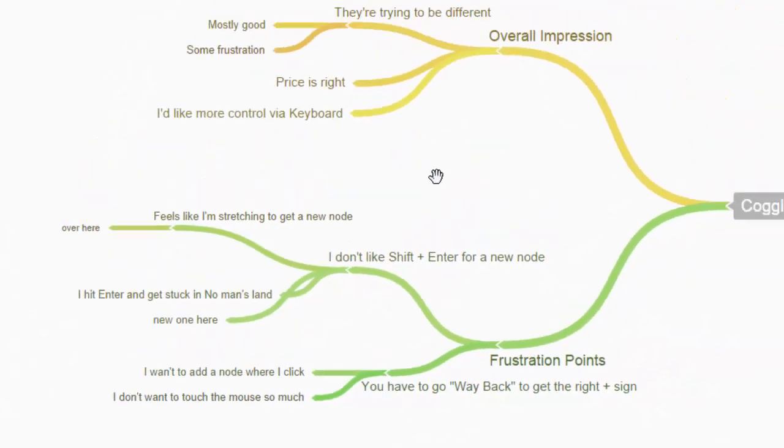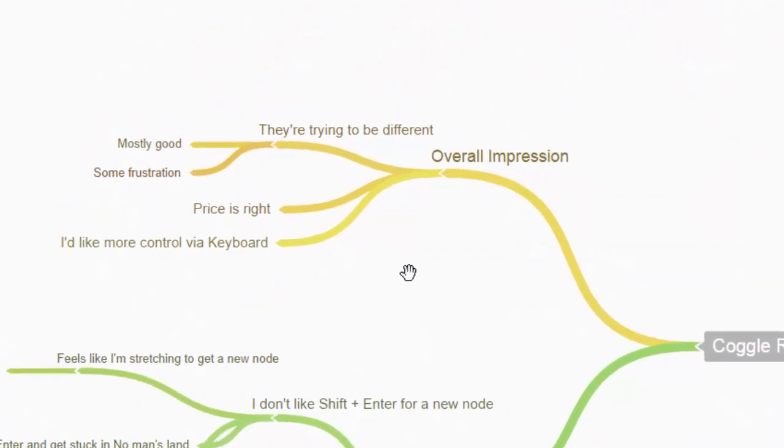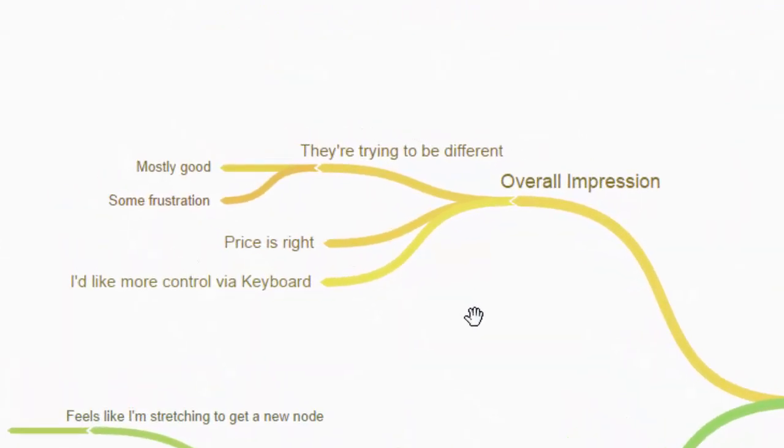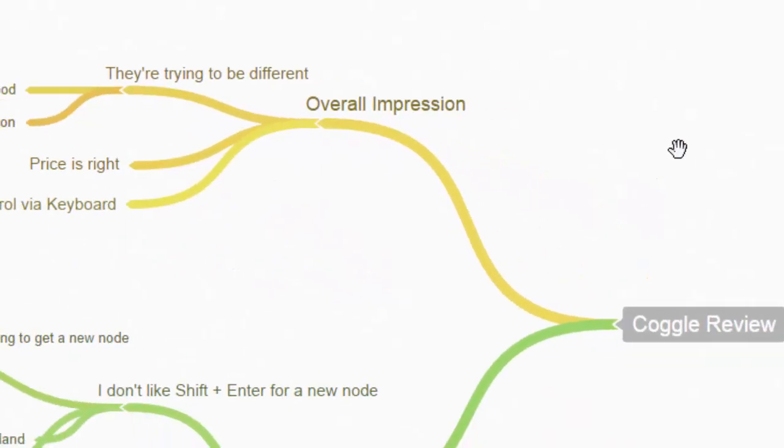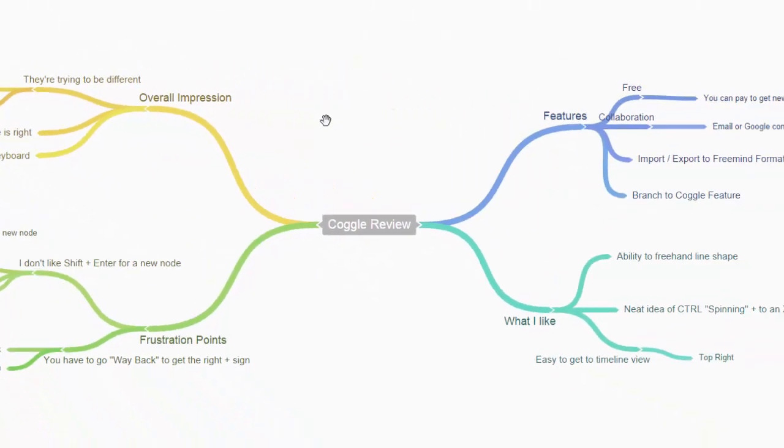Overall impressions though, you know, I think they're doing a really good job over here at Coggle. They're definitely trying to be different. Mostly good, a little bit of frustration in some of the new things, right? The price is definitely right. It's free, so it's worthwhile checking out. I like the collaboration ability. I just want to have more control via keyboard and have less mouse. More keyboard, less mouse. Overall though, people at Coggle doing a pretty good job here. I'm excited about this. Looking forward to seeing where they're taking this in the near future.